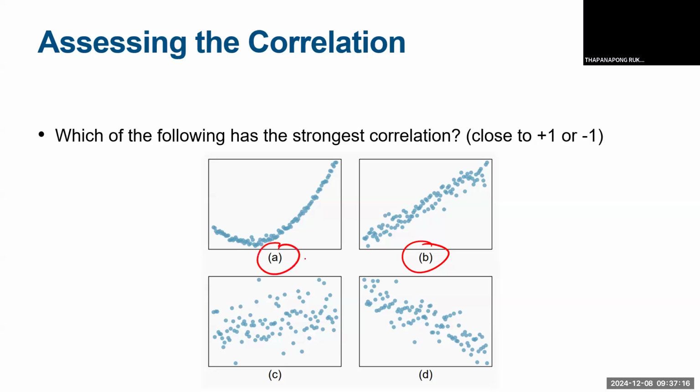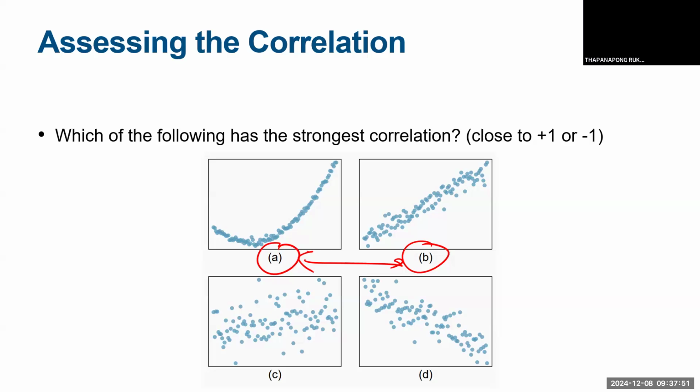Between A and B, if you look at the top and the bottom: on the top, the points are actually forming some kind of line, but on the bottom, it's spread out. So that should immediately tell you that the top should have a proper correlation, unlike the bottom. Now, between A and B, why do you pick B and not A?